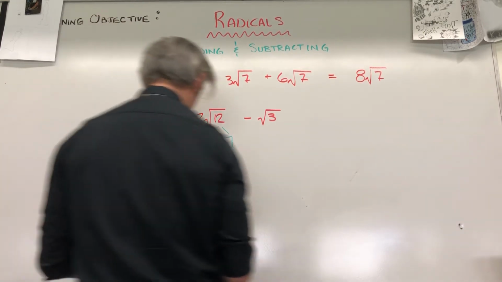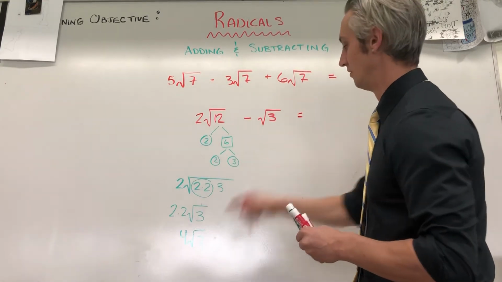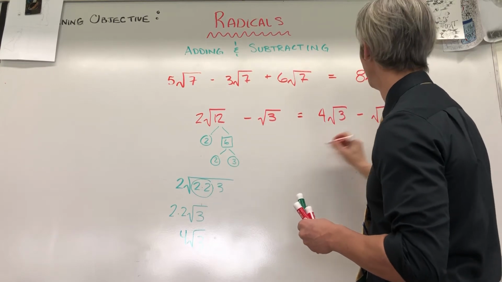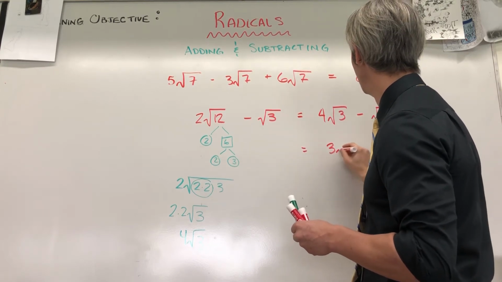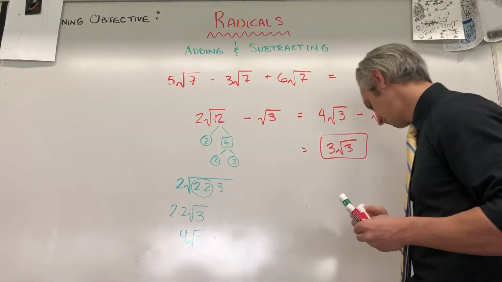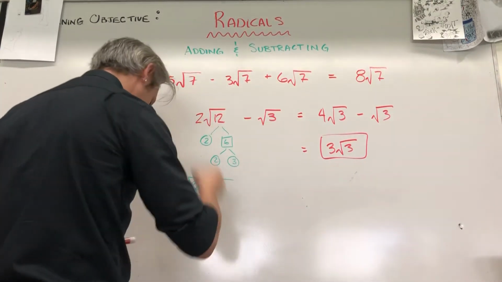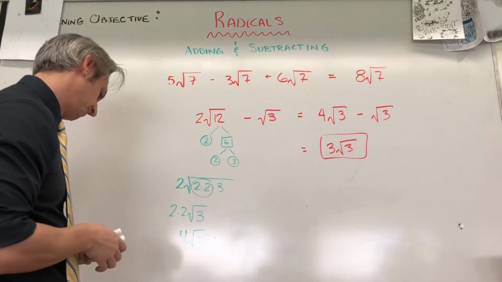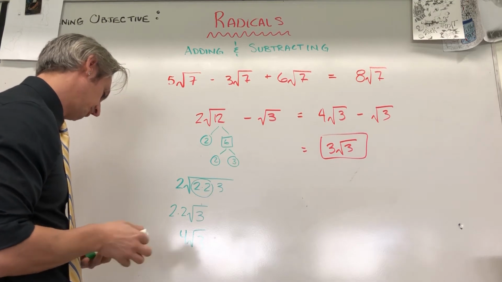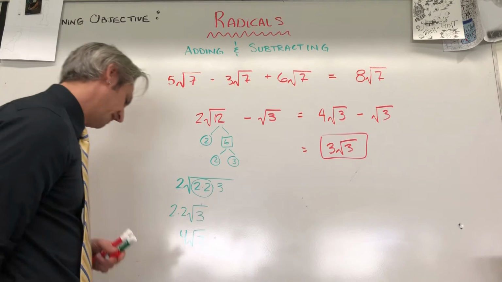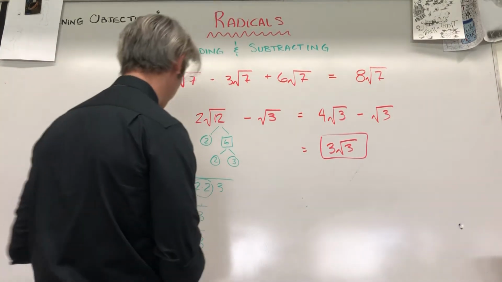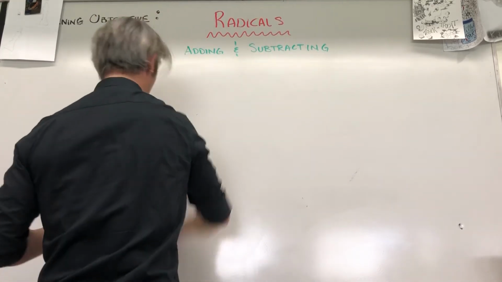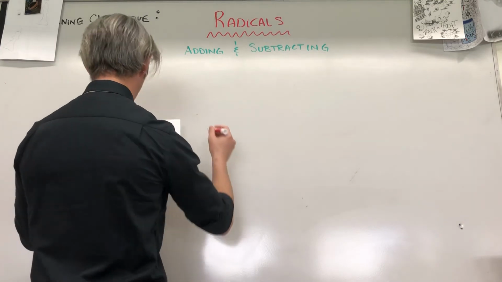So then this becomes 4 root 3 minus root 3, so 4 minus 1, 3 root 3. So, another example. One more example, and then we'll talk about one other thing here.